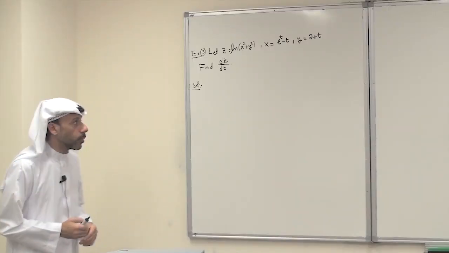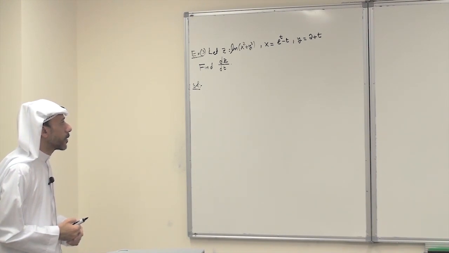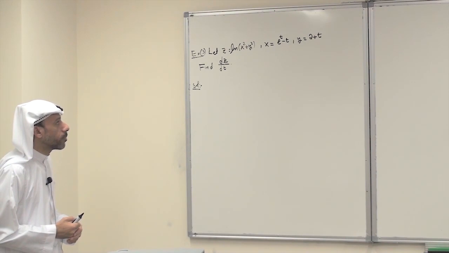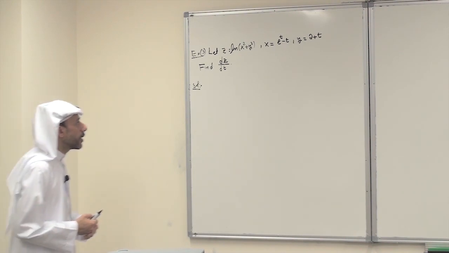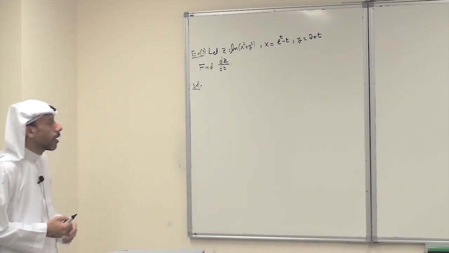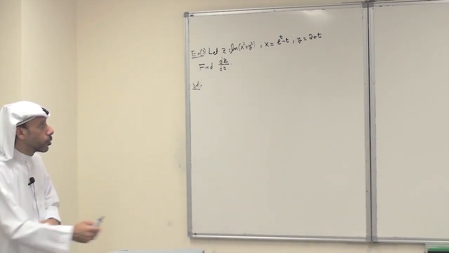We consider now the following problem. Let z equals ln(x squared plus y squared), x equals e to the power t minus t, and y equals 2 plus t. Find the derivative of z with respect to t. Again, we can use the chain rule.